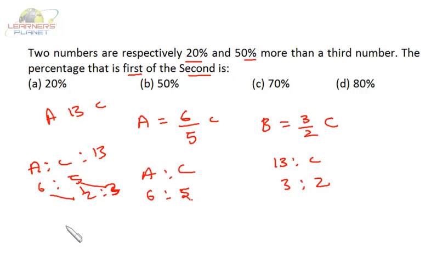So A is to C is to B is 12 is to 10 is to 15. That means A is to B is 12 is to 15, or we can say 4 is to 5. That means A is 80% of B. The percentage that the first is of the second is 80%, that is 4 by 5. I hope you are getting my point.